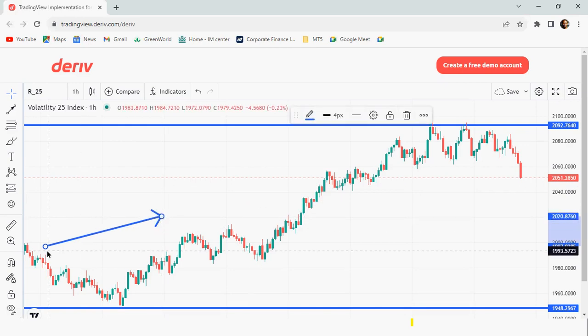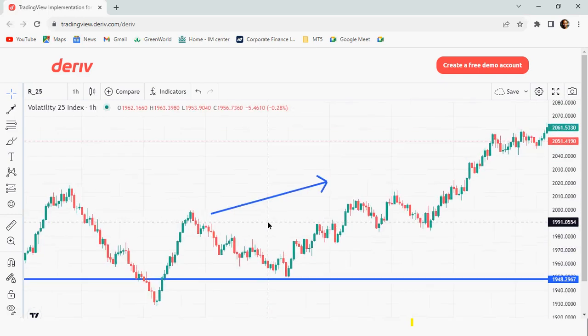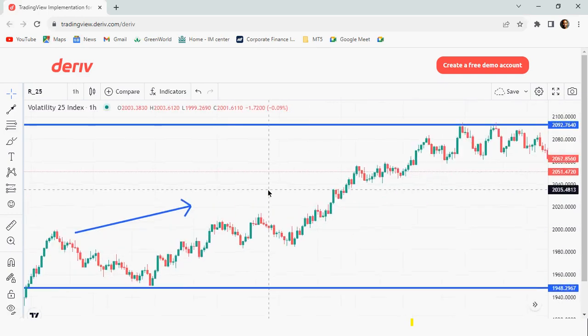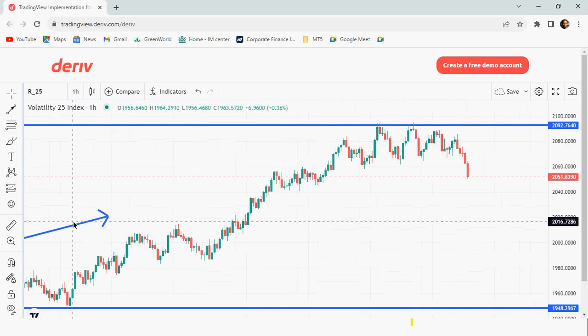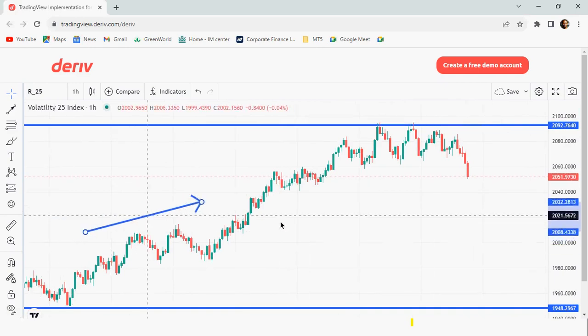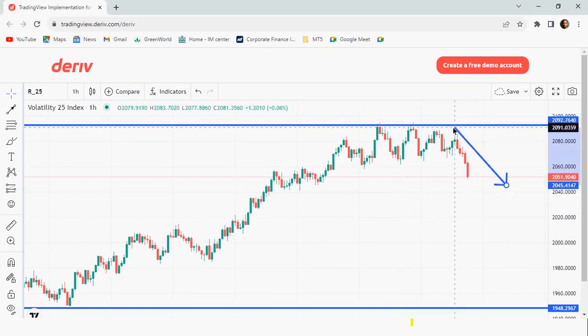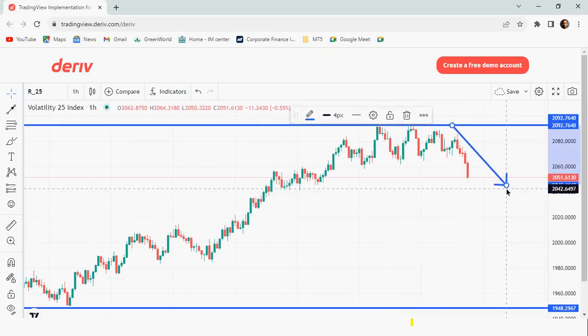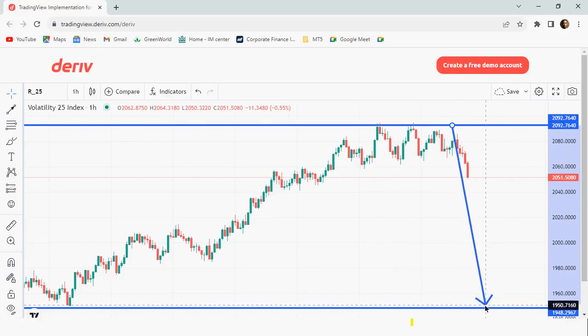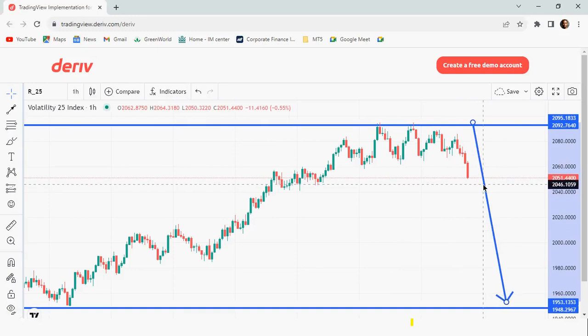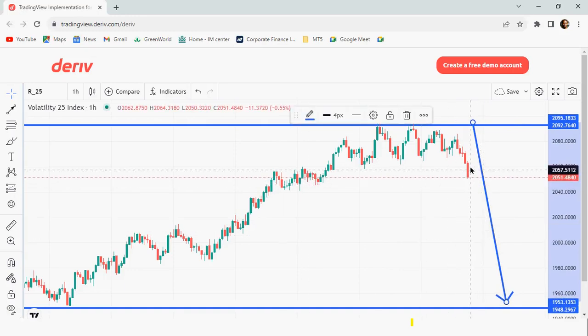So for those who are looking at V75, I mean V25, just know that on the 1 hour time frame you have a good opportunity to sell from the resistance level as far as here. I also call this kind of entry the gap. It wants to cover a gap, this gap from here.